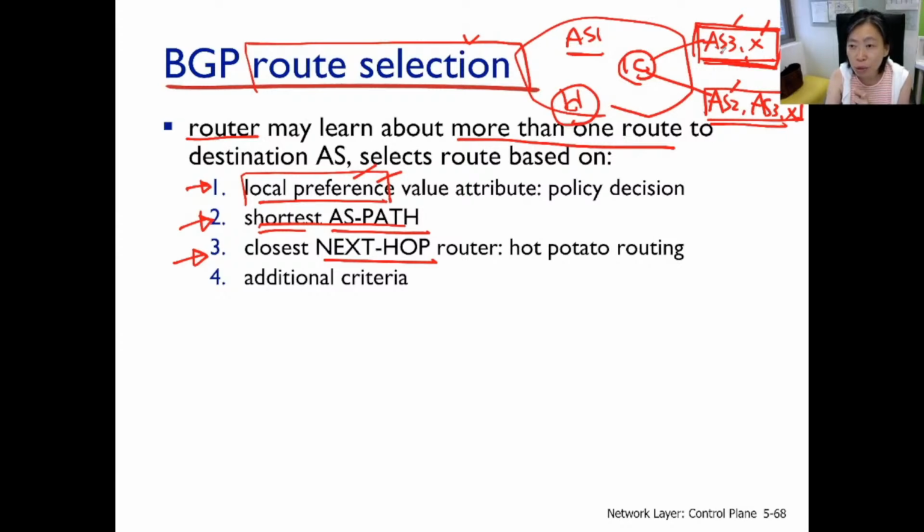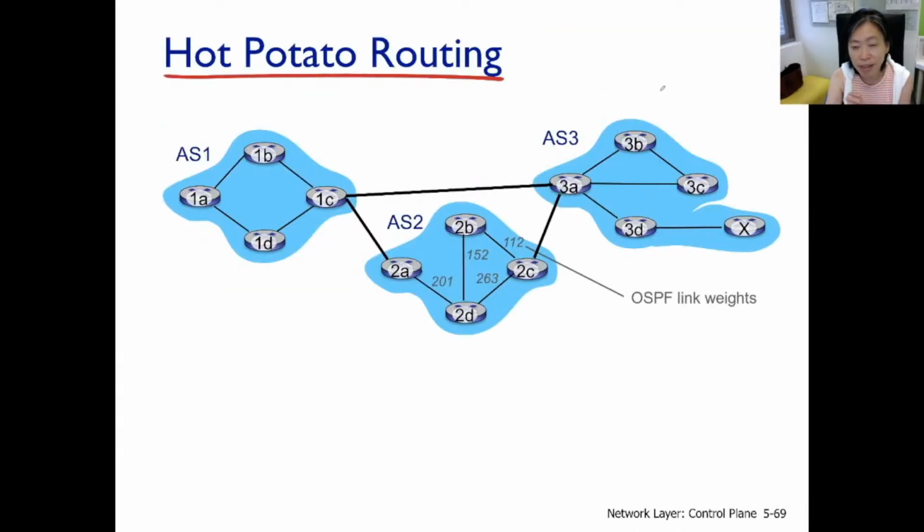1D here sees 2 paths. The next hop router for this path is going to be 1C. The next hop router for this path here is going to be 1C as well, because 1C is the border router receiving these advertisements. But if you consider a slightly different scenario, so again, we have AS3, AS2, and AS1.